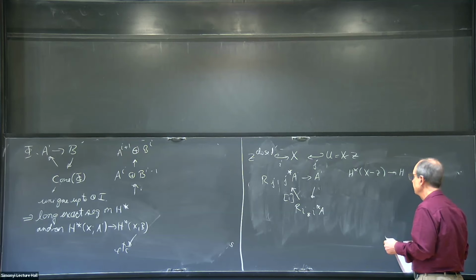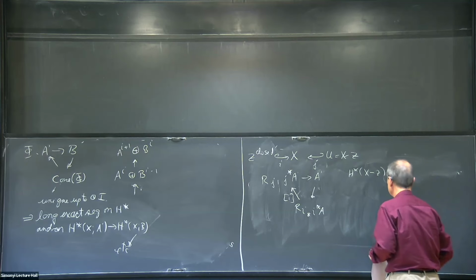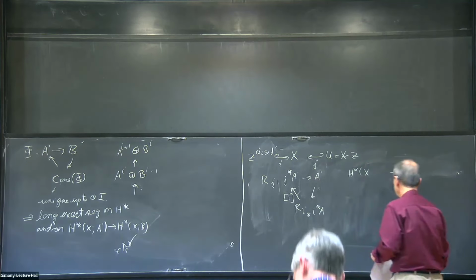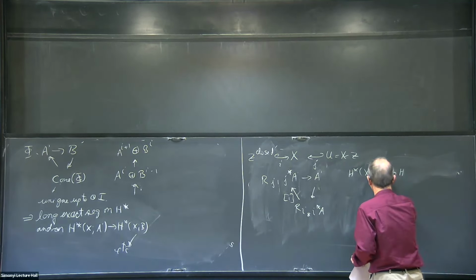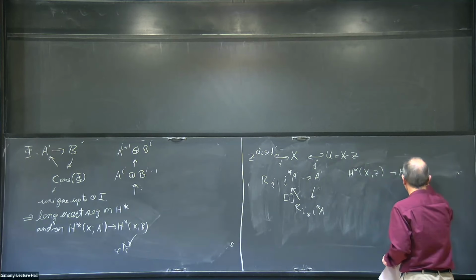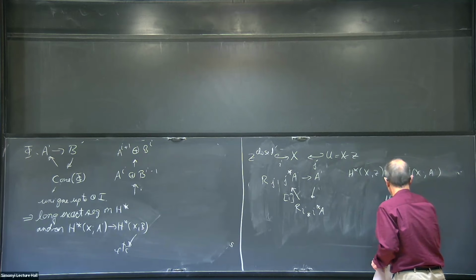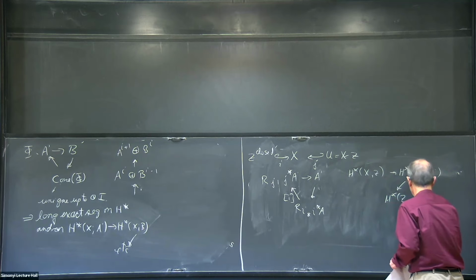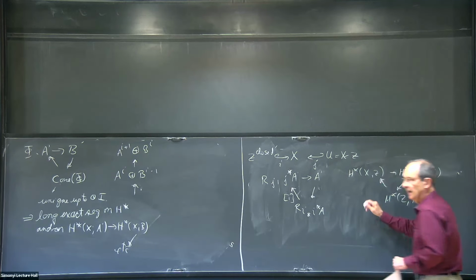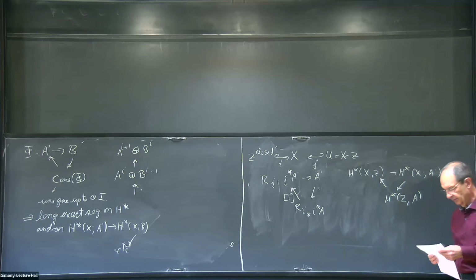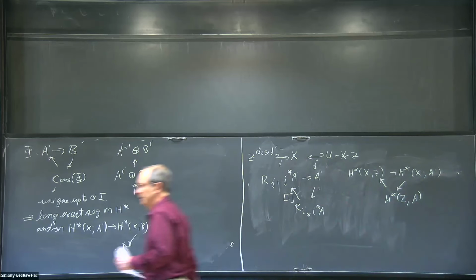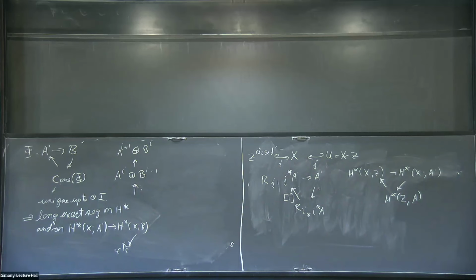Upper star, cohomology Z, sorry, X modulo Z, plus the cohomology of X, A, plus the cohomology of Z, A. And there's a dual long exact sequence too, which I'll talk a bit about after duality. So a few words about duality.